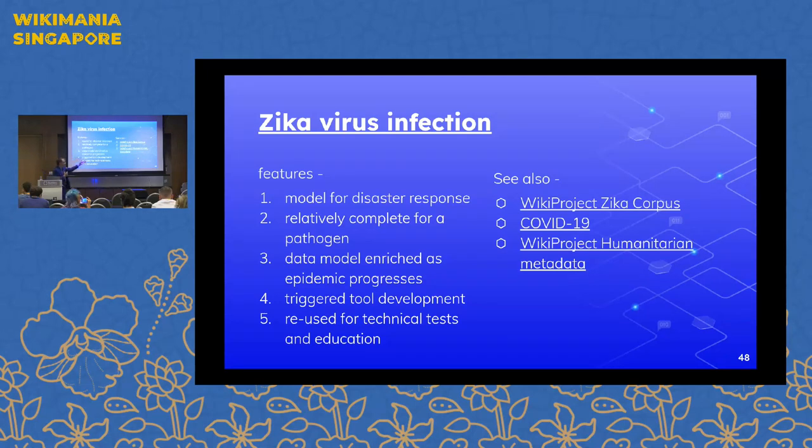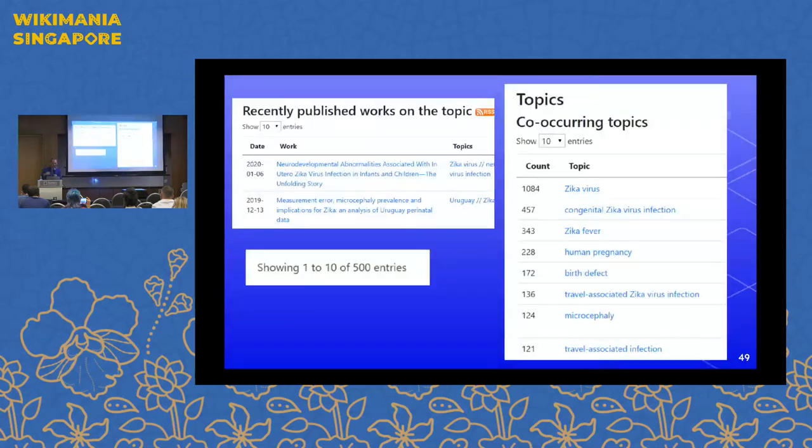It was discussed in so many different ways in Wikipedia. You can see other related things. There's a wiki project for Zika. COVID was very similar. You can search COVID topics. It's very well profiled inside Scholia. And there are communities behind these things for the disease aspect, the humanitarian aspects, mapping aspects. Let's look at some of the Scholia profiles related to Zika.